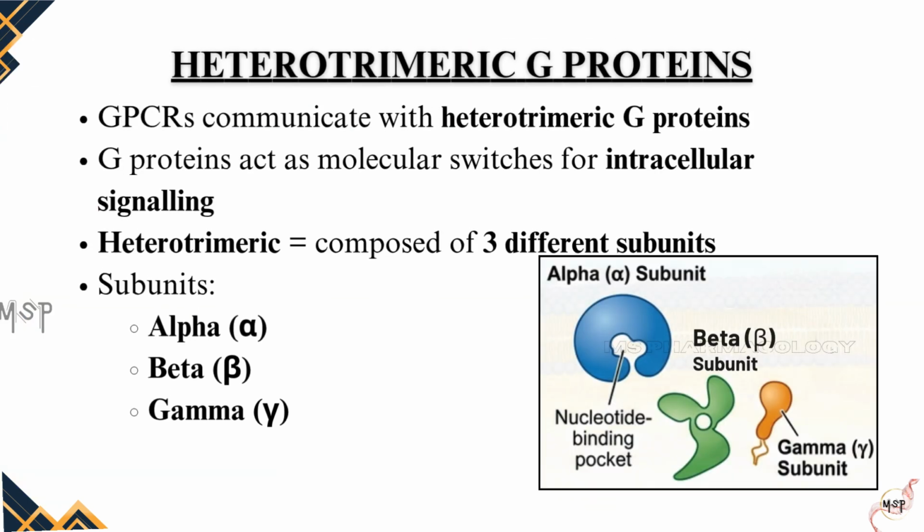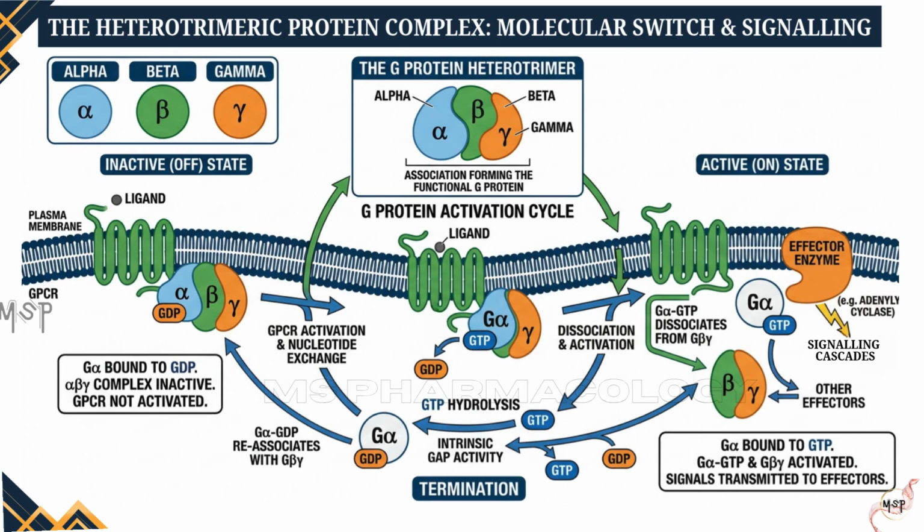Now that we understand GPCR structure, let us look at the intracellular partner that makes GPCR signaling possible: the heterotrimeric G-protein complex. GPCRs communicate with specialized intracellular proteins called heterotrimeric G-proteins, which act as molecular switches to transmit signals inside the cell. The term heterotrimeric simply means made up of 3 different subunits. These are the alpha, beta, and gamma subunits. In the resting state, these 3 subunits remain attached to one another, forming the inactive G-protein complex.